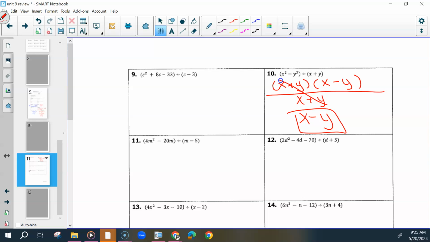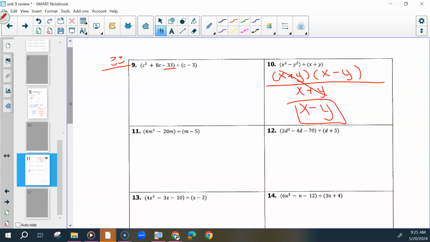This is a trinomial. It doesn't have a GCF. Look for two numbers that multiply to be 33, but that would add or subtract to be 8. What are factors of 33?